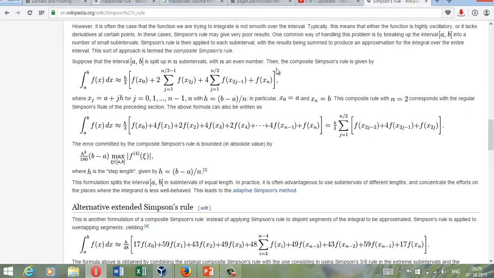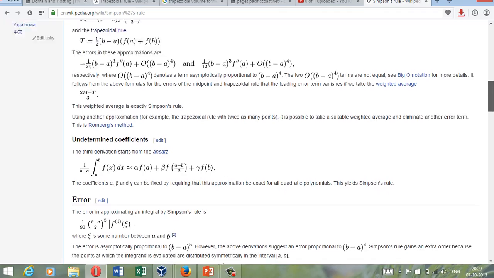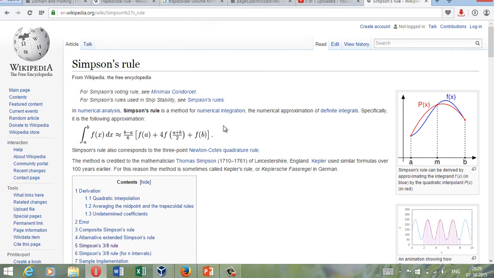Okay, so if you check out the Wikipedia page of Simpson's rule, then you can find that in contrast to the trapezoidal rule, Simpson's rule aims at approximating the function, which is f of x denoted by the blue line. What Simpson's rule is based on is that it tries to approximate this function using a quadratic or a second degree polynomial. That would be your p of x denoted by the red line.